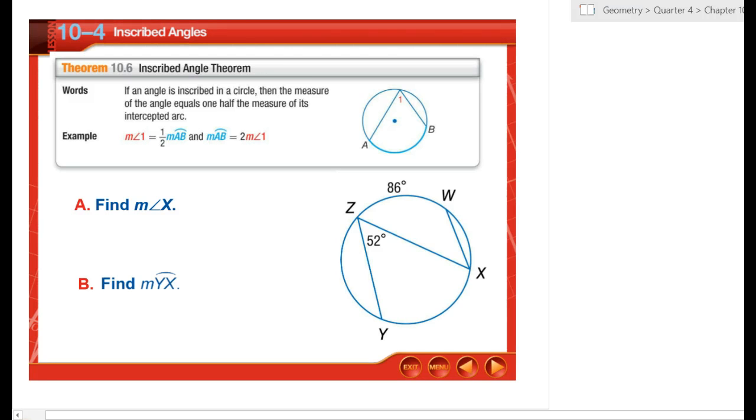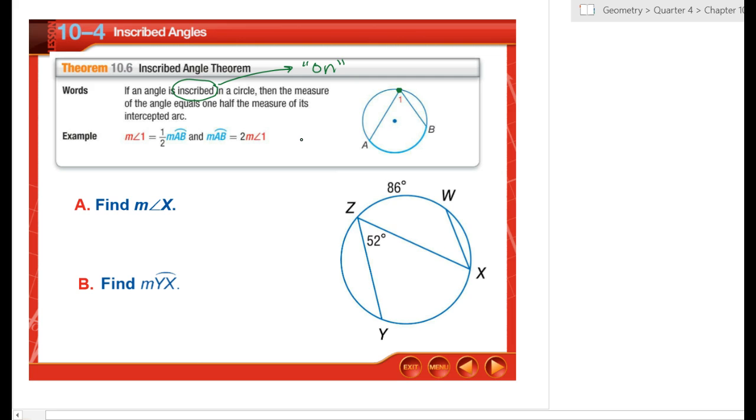Inscribed angles. First of all, it's good to know inscribed, that's the same as on. So it's on the circle. So if we're looking at angle 1, it's inscribed because the vertex is on the circle. It's not outside of it, it's not inside of it, it's right on it. If you have an angle that's inscribed, if it's on, then that angle is half of the arc. So like it says here, angle 1 is half of AB, or if you look at it the other way, AB is twice of angle 1.